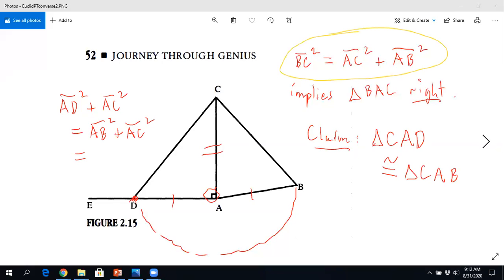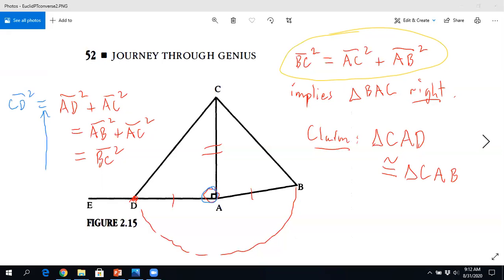Do you see what I'm saying? So that's equal to BC squared. But also, what's AD squared plus AC squared equal to? This is kind of the surprise in his argument. It's equal to CD squared. By what? What did I just use? Because this is a right triangle. Do you understand what I'm saying?